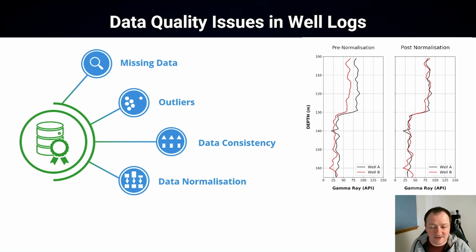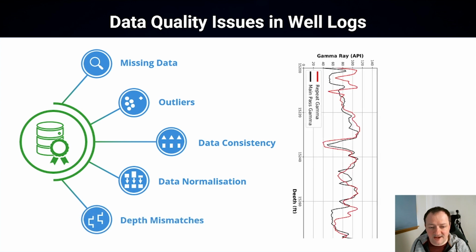Normalisation generally forms part of a petrophysical interpretation, however it can be considered controversial as some people prefer to avoid doing it. And finally, we have depth alignment.